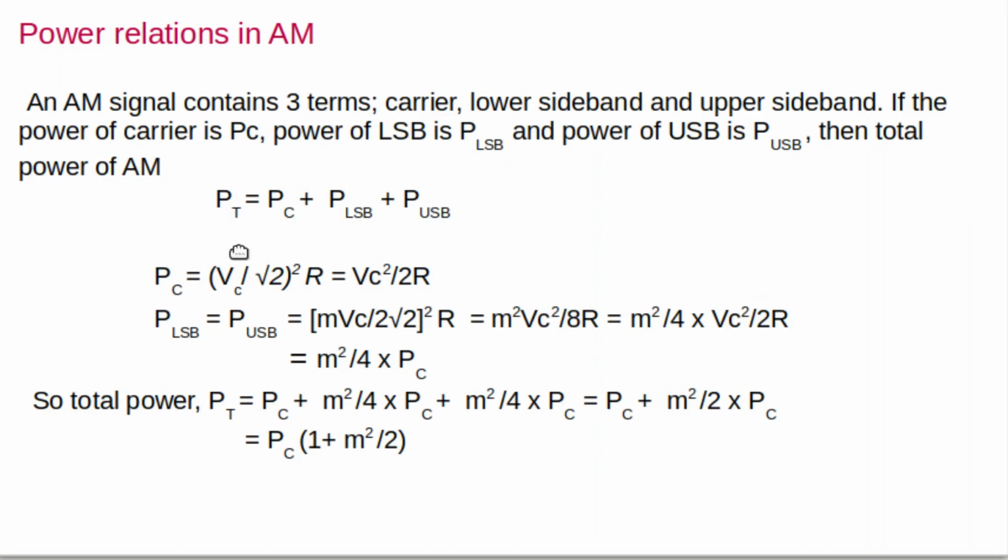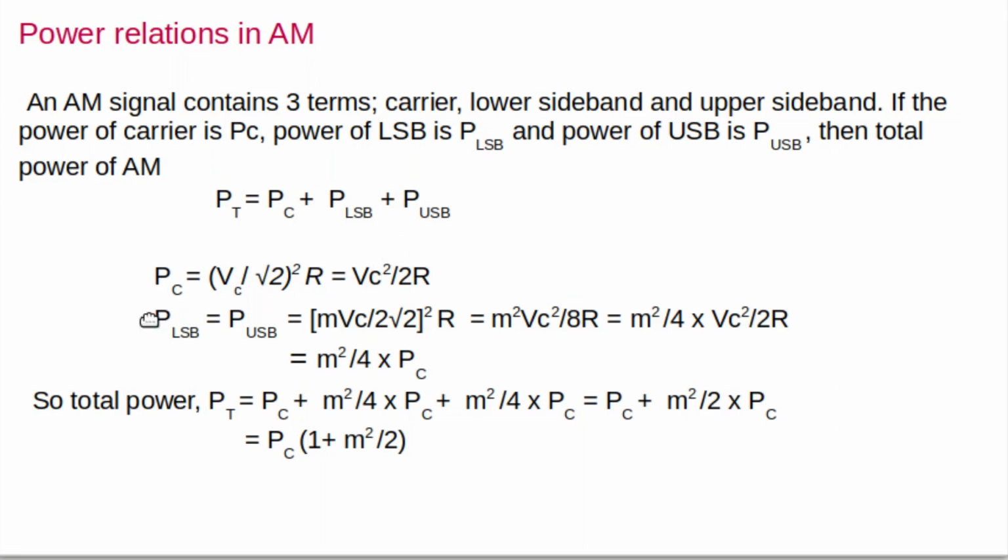Now we will see the power relations in AM. We will find out the total power of an AM signal and power of the sidebands. We know an AM signal contains three terms. They are the carrier, lower sideband and the upper sideband. If we represent the power of the carrier as PC, the power of LSB term as PLSB and the power of USB term as PUSB, then the total power of AM is the sum of all these three powers. So PT is PC plus PLSB plus PUSB.